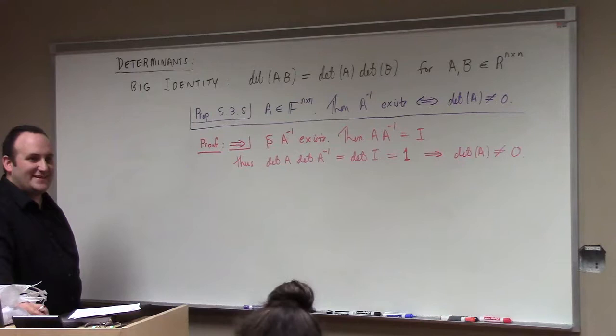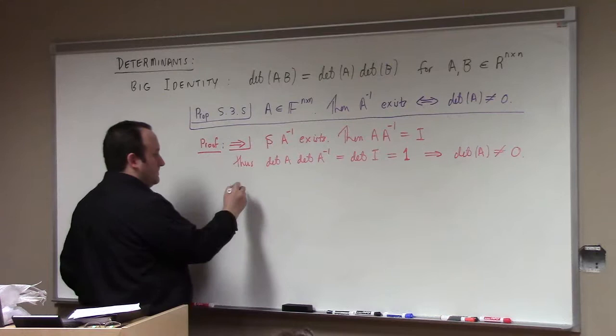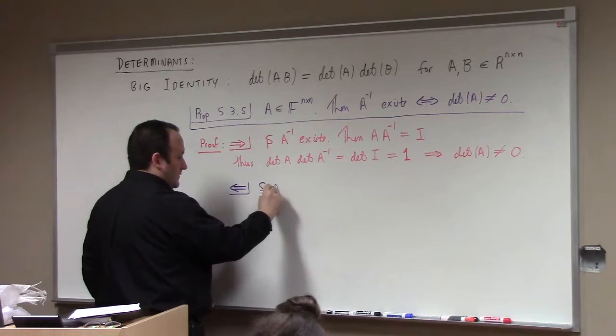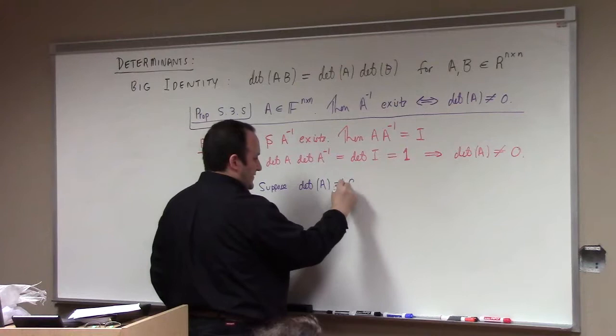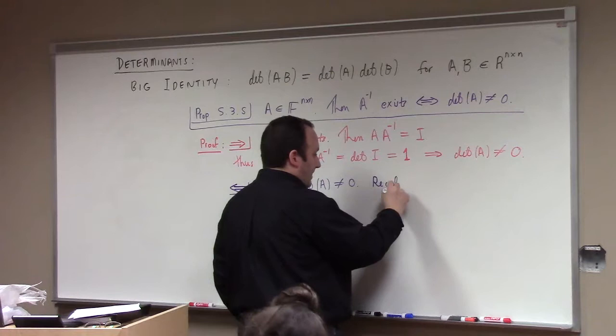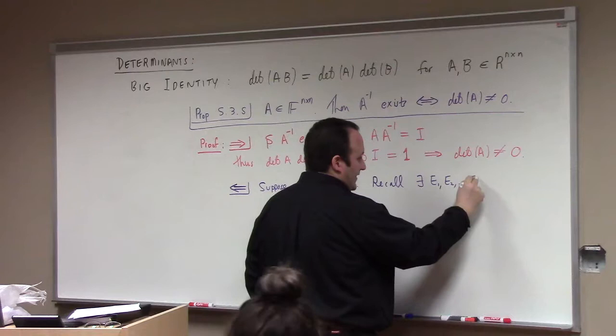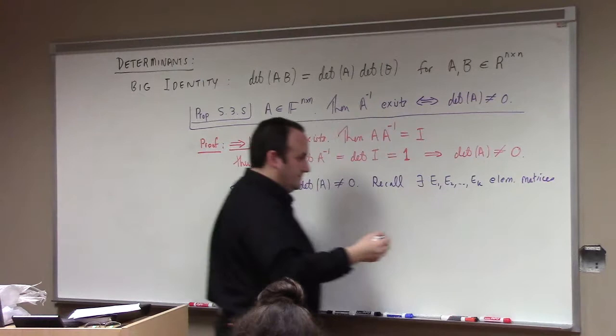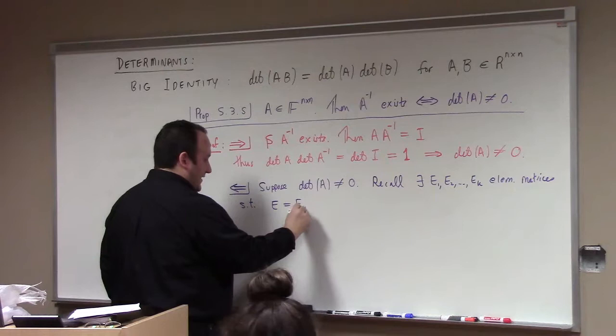Let's go the other direction, that I did not do last time. Okay, so what we're going to do: suppose the determinant of A is not equal to 0. Now I'm going to rely on some of the things we've done with elementary matrices. What do we know? Recall, there exist E1, E2, ..., Ek elementary matrices such that we could call their product E, let's say, E is equal to Ek ... E2 E1.